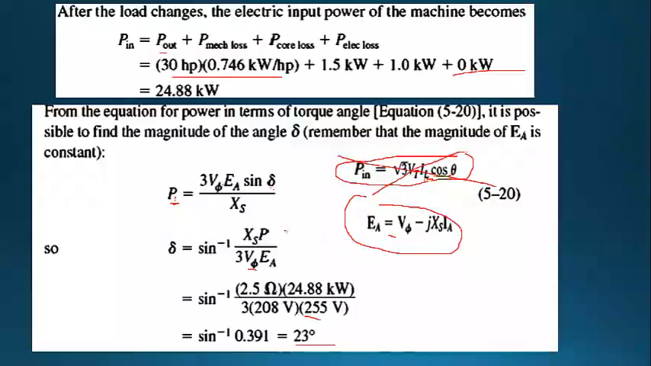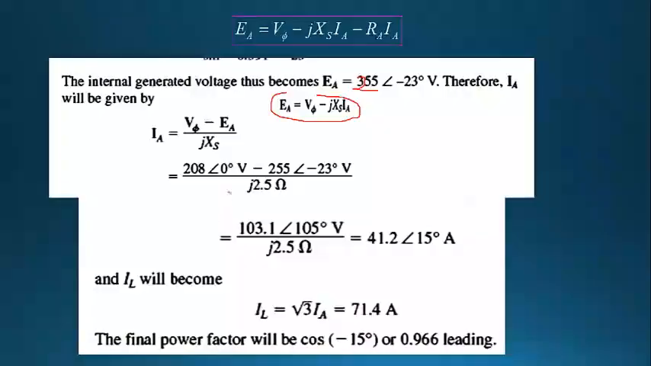And then we go ahead and put this minus EA. EA is 255. You see, this one is the correct value. 255 angle negative 23 degrees, all over our XS, which was given to us in the question to be 2.5. So j2.5 ohms. If you compute, we are going to get our IA to be 41.2 angle 15 degrees. So this 15 is our theta.